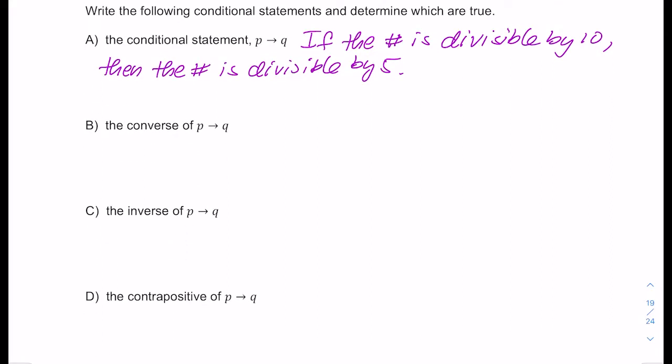Now we want to write the converse. So the converse, remember, is when you take P and Q and switch them. So the converse is just going to be if Q, then P. So I'm going to take my sentence now and just reverse it and say, if the number is divisible by 5, then the number is divisible by 10.